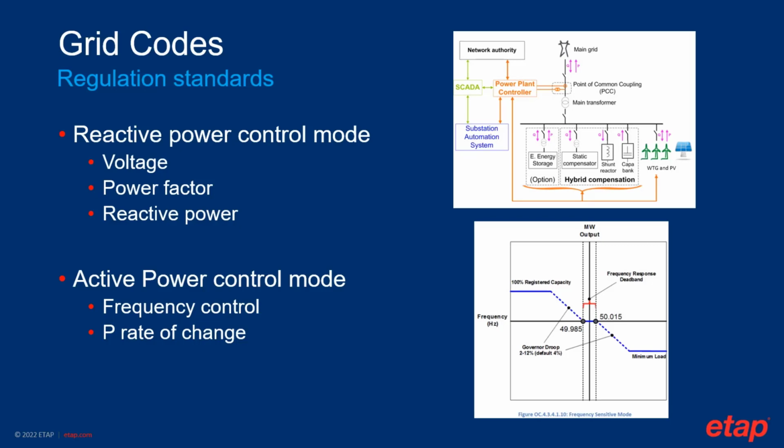The most widely used control mode is the voltage control, so the renewable power plant achieves voltage management at the point of interconnection. The other common reactive power control modes are power factor and reactive power controls. Some system operators also ask for active power control loops.